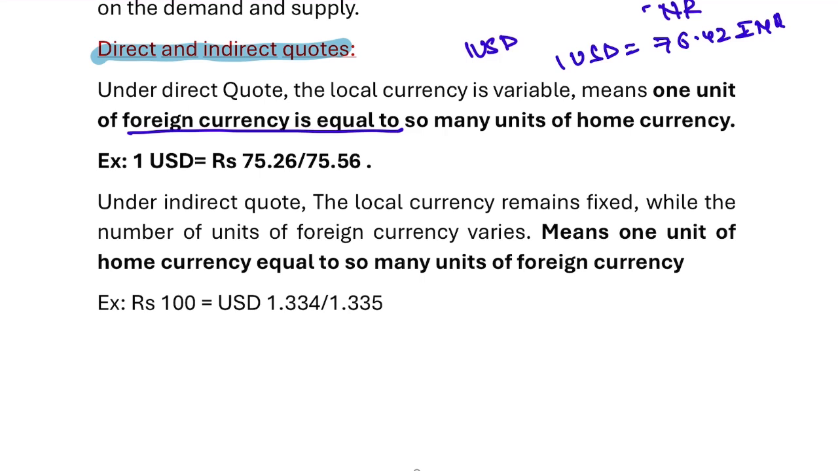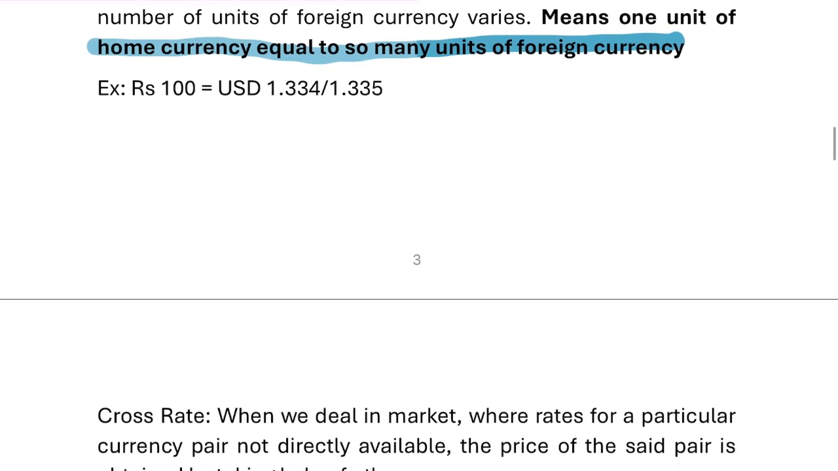Like that. In the case of an indirect quote, what will happen? Home currency is constant, foreign currency is variable. So home currency is equal to so many units of foreign currency. This is what an indirect quote is. In a direct quote, the left side is foreign currency. In an indirect quote, the left side is home currency. Just remember this simple thing: 1 USD equal to how many INR is called a direct quote. 1 INR equal to how many USD is called an indirect quote. Got it? See, this is the example: 100 rupees is equal to this much USD. This is an indirect quote. Generally, we use direct quotes only.